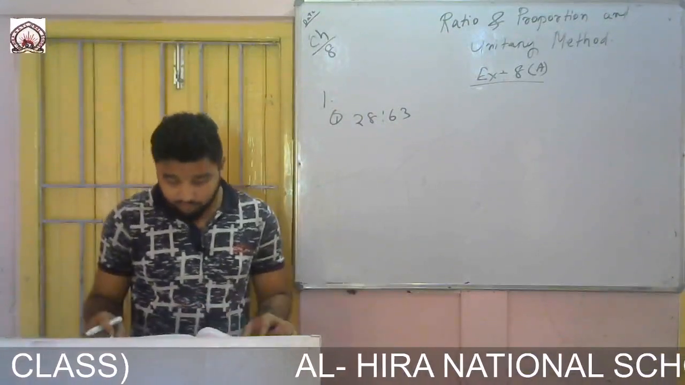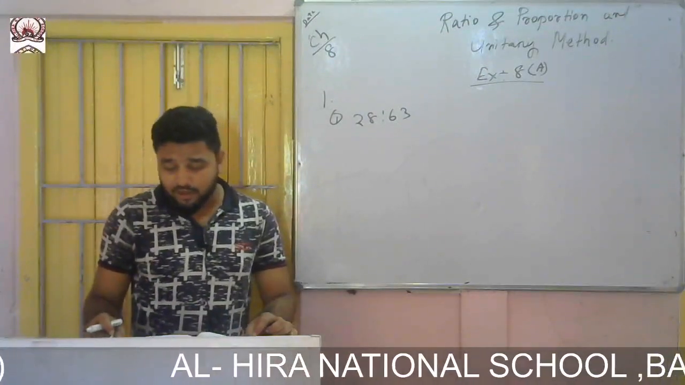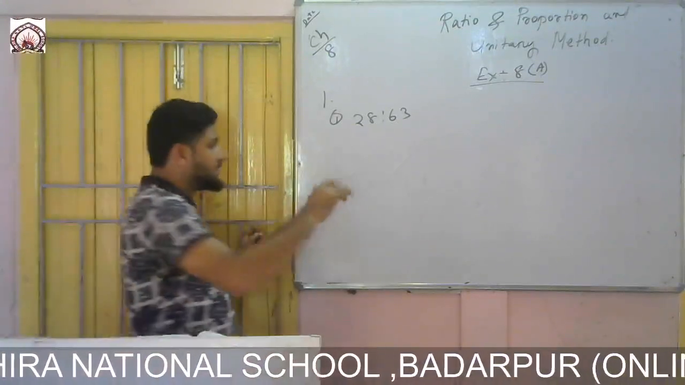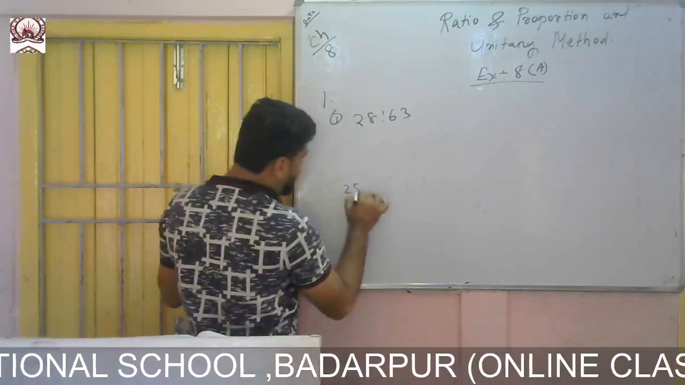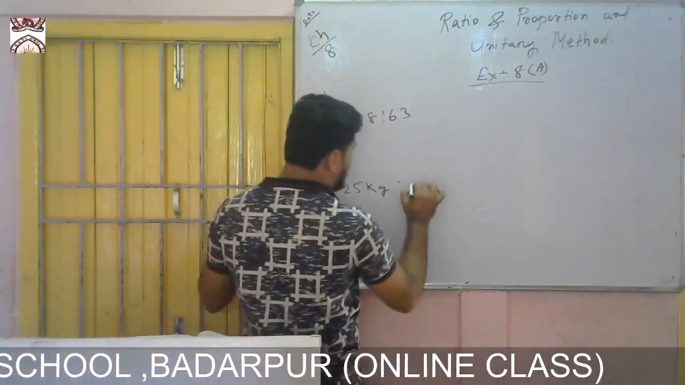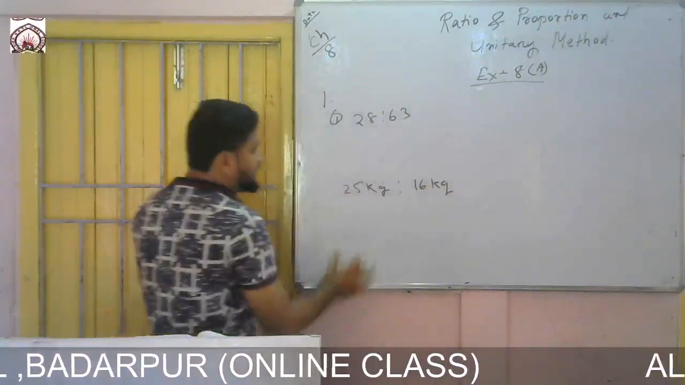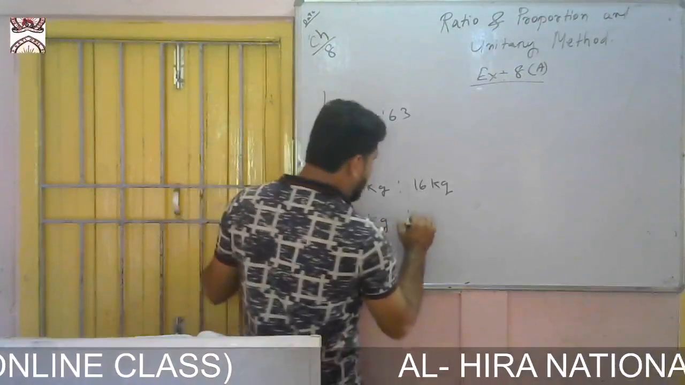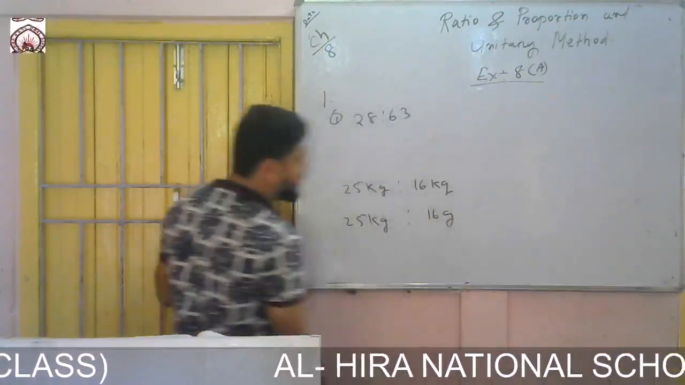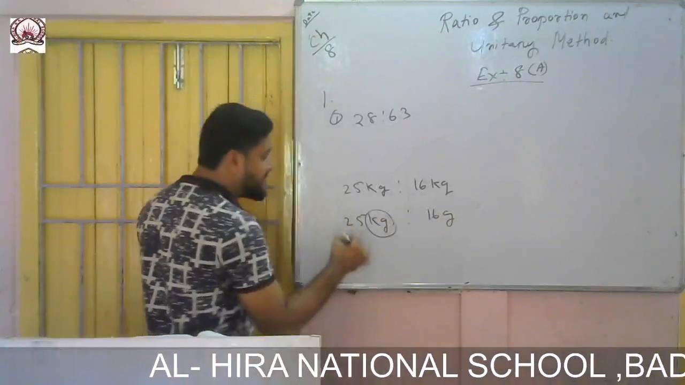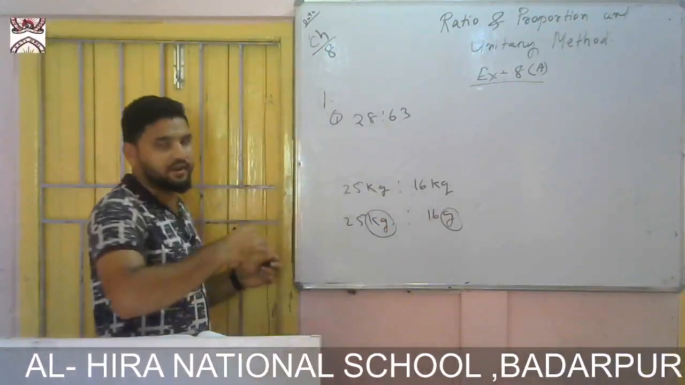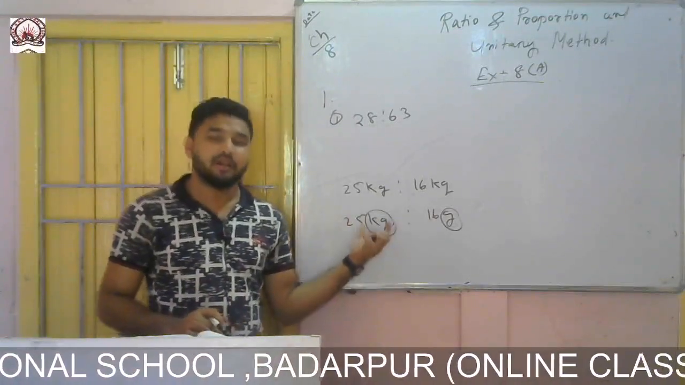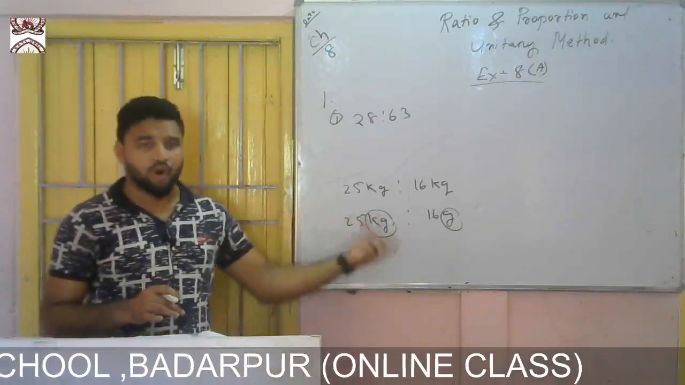ratio is the comparison of two or more quantities of the same kind. Suppose we can find 25 kg is to 16 kg, these two ratios we can find, but 25 kg and 16 gram we cannot find. We need to convert either this one to gram or this one to kg, then we can find. We can find ratios of the same kind, same type, then we can compare.